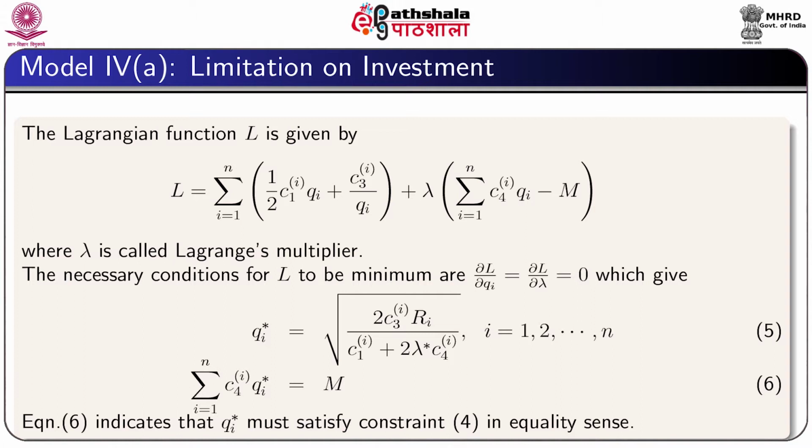The necessary conditions for L to be minimum are del L by del qi equal to 0 and del L by del lambda equal to 0, which give qi star equal to root over 2 C3i Ri by C1i plus 2 lambda C4i, where i varies from 1 up to n, and summation i equal to 1 up to n C4i qi star equal to m. Equation 6 indicates that qi star must satisfy the constraint 4 in equality sense, that is, the constraint given in equation 4 is binding.